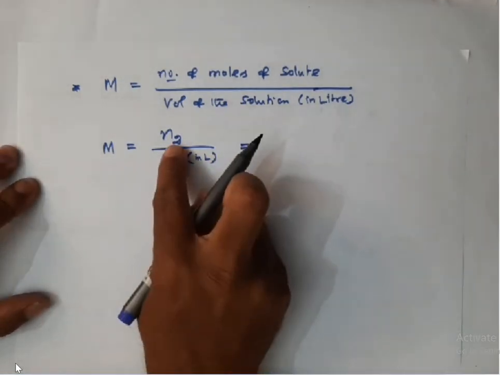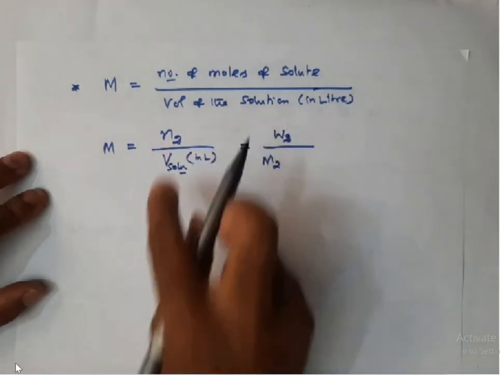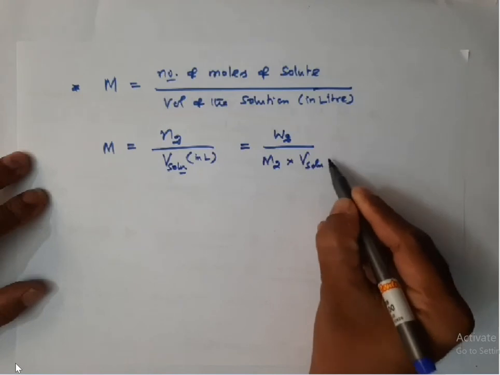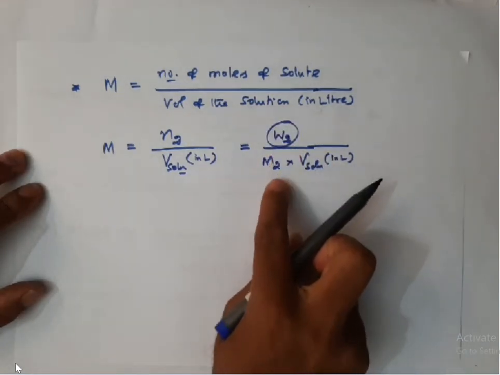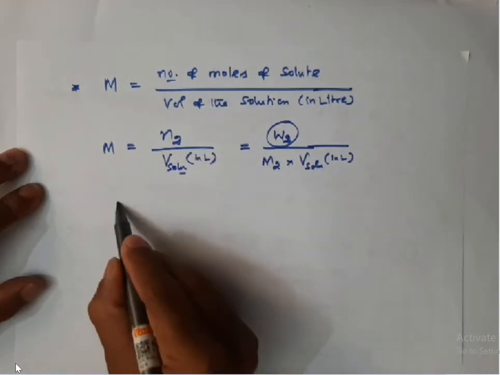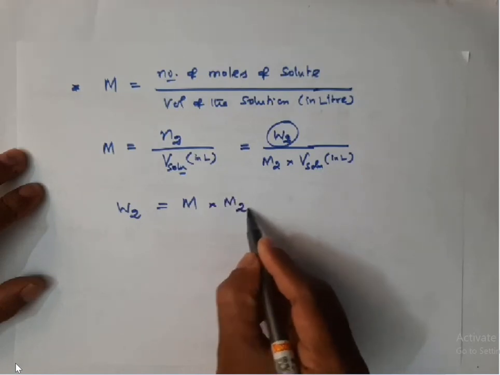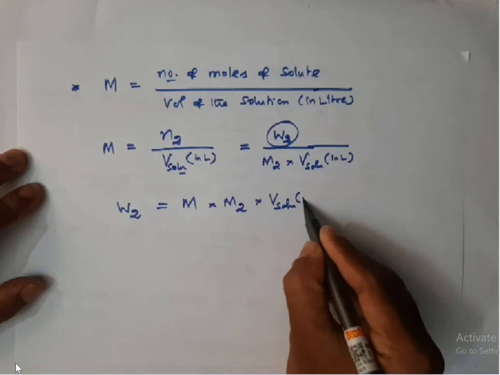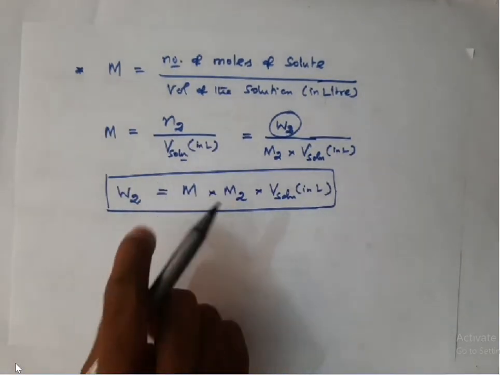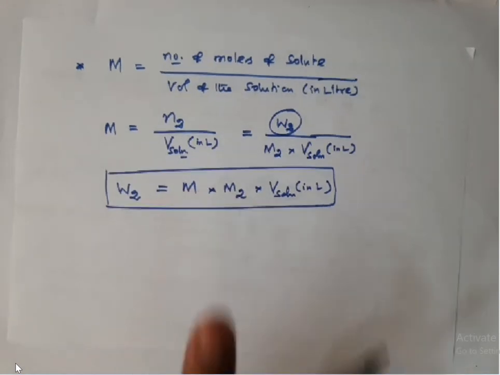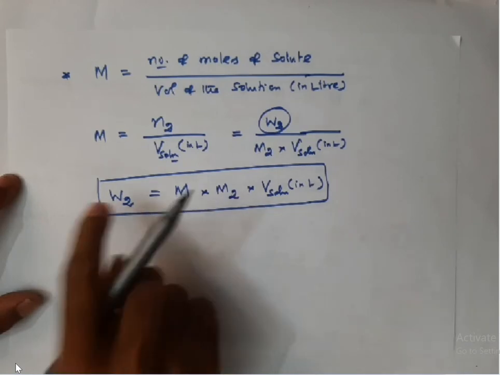You can also write this as number of moles. What is number of moles? Mass of solute by molar mass of solute, right? Mass by molar mass will give number of moles, and volume of the solution in liter. Or I can bring these quantities to the left hand side, so I can write mass of the solute is equal to molarity of the solution M into molar mass of the solute M2 into volume of the solution in liters. Students, this is another useful formula to calculate mass of the solute present in a solution if it is given in molarity. If you know the molar mass and the volume, you can calculate what amount of solute is present.